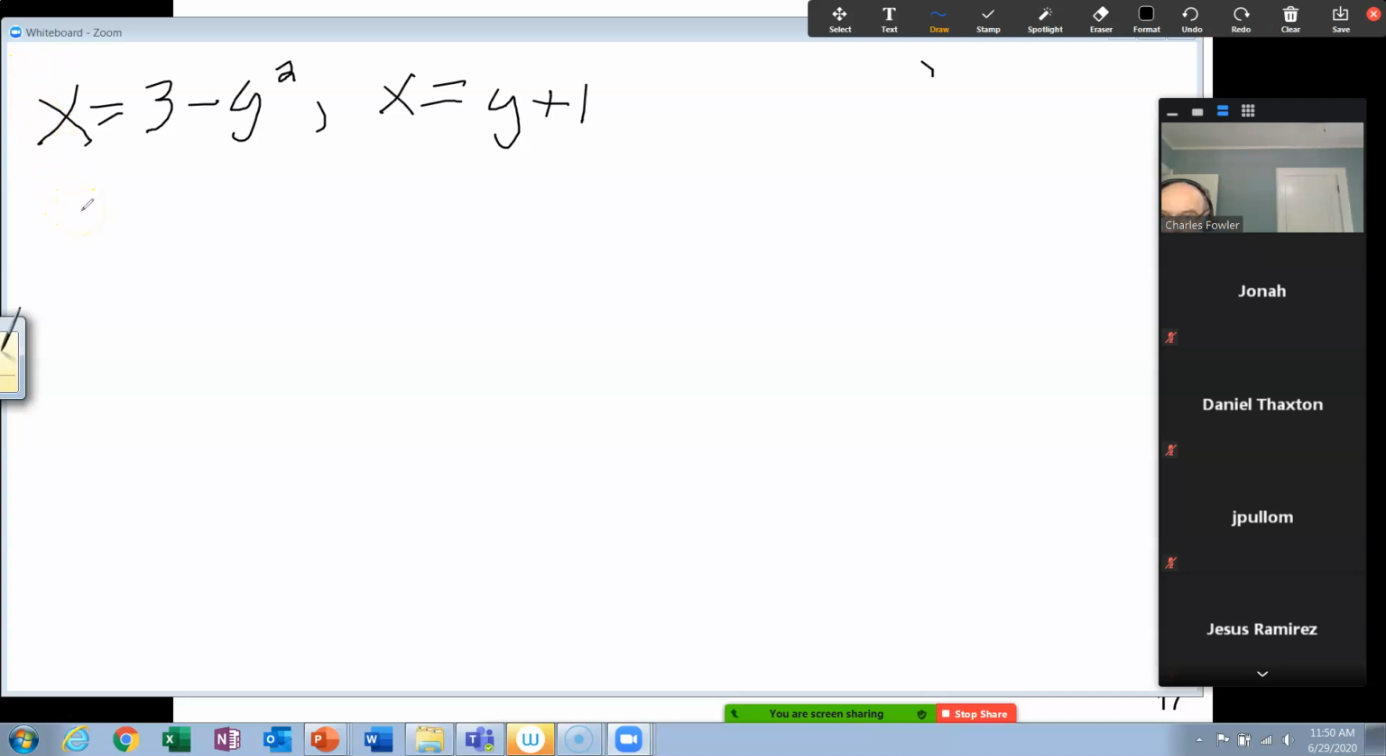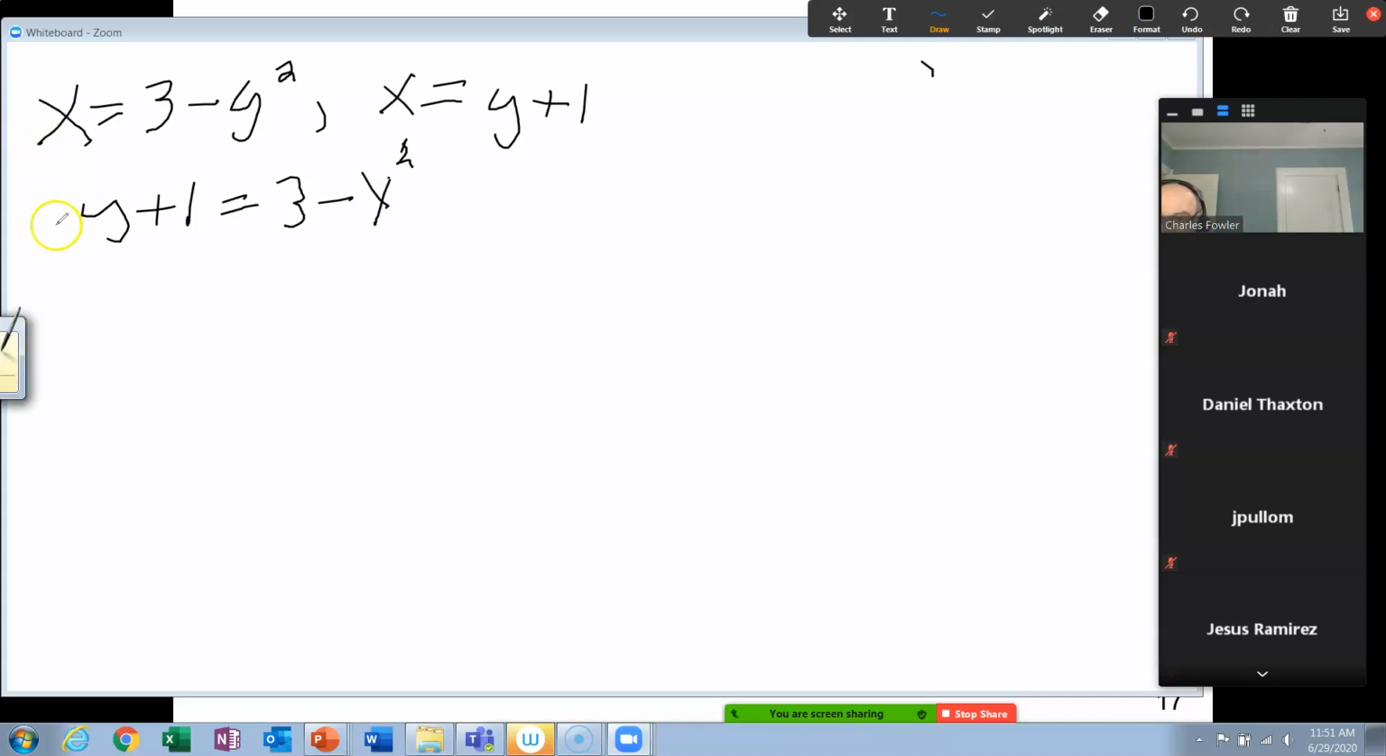I'm going to do the second one first. y plus 1 is equal to 3 minus y squared. I'm so used to doing it. Okay, I'm doing it again. That's a y. Okay, now what we need to do is move everything to the left.